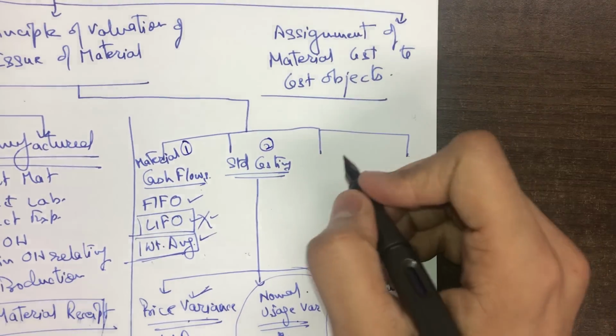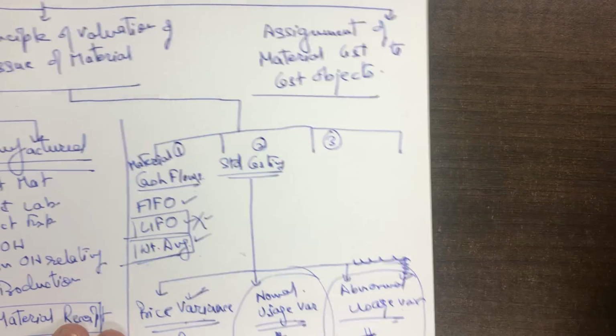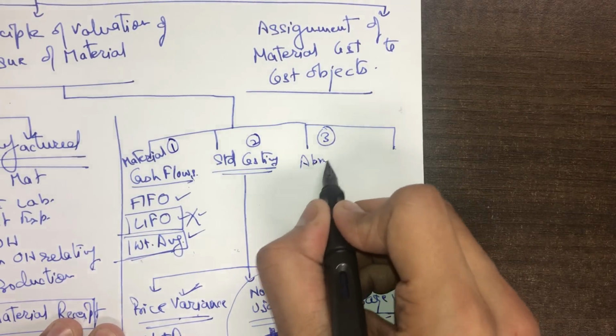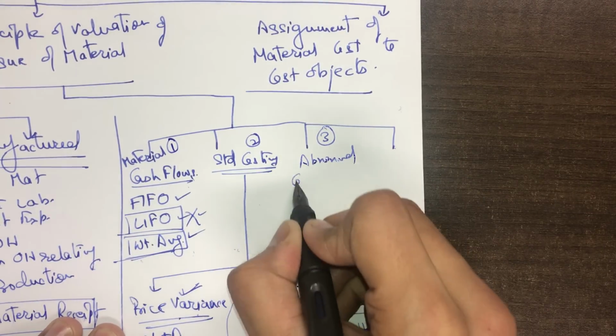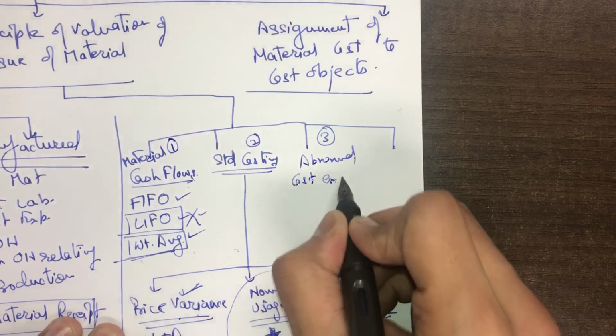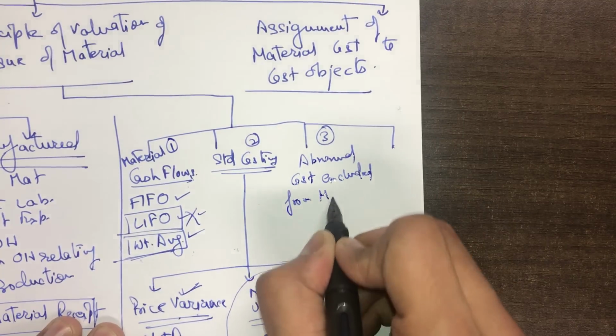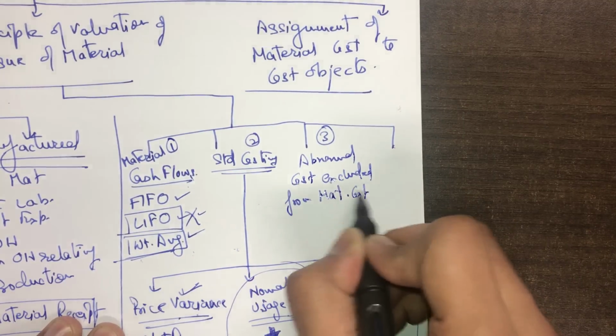Now the third principle of issue of material is any abnormal cost should be excluded from material cost.